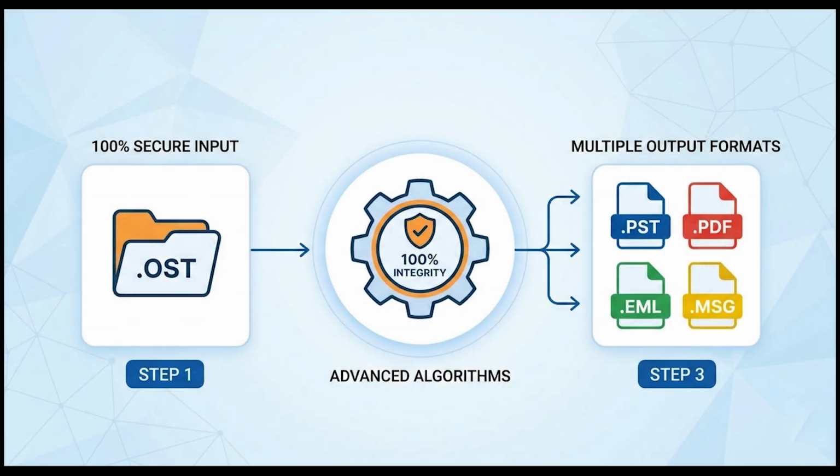When it comes to email conversion, you need a reliable tool that allows accurate email item conversions without changing any message content or making your attachments inaccessible. In this video, I will show you a powerful tool, Kernel OST Converter Pro, that uses advanced algorithms to convert your OST files into multiple formats with 100% data integrity.